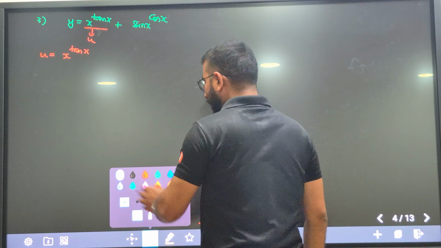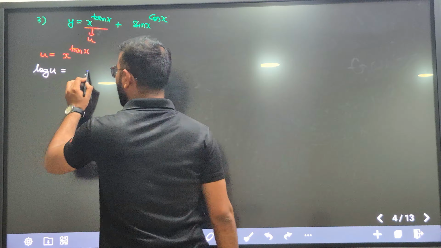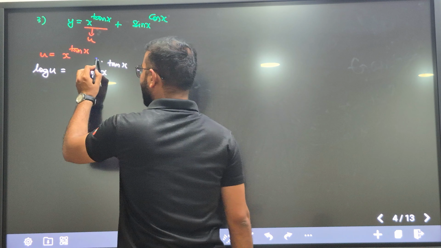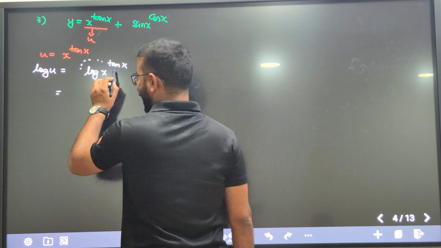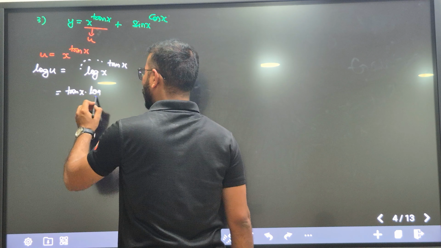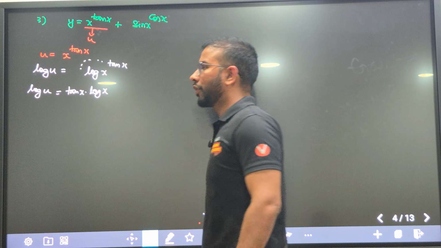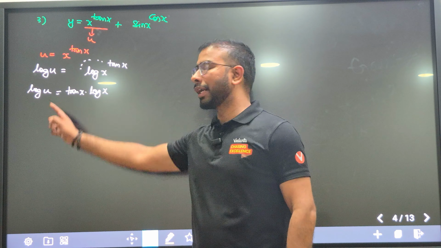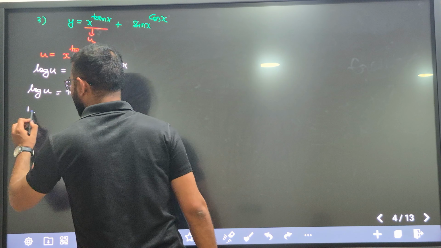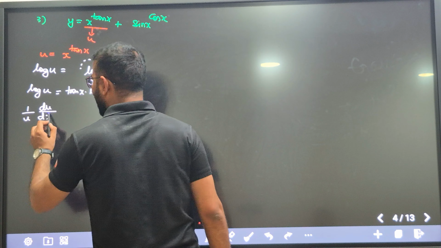So what we'll take is log on both the sides. So log u is equal to log x power 10x. So 10x will come here. So this is 10x into log x. A lot of you have written this better in the pre-final one, right? But still a lot of you are struggling. So let's see. Now we'll differentiate with respect to x. Log u differentiation is 1 by u and u differentiation would be du by dx.